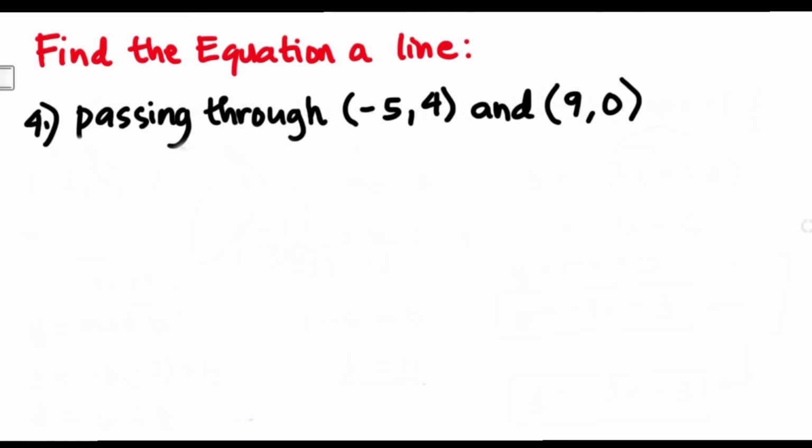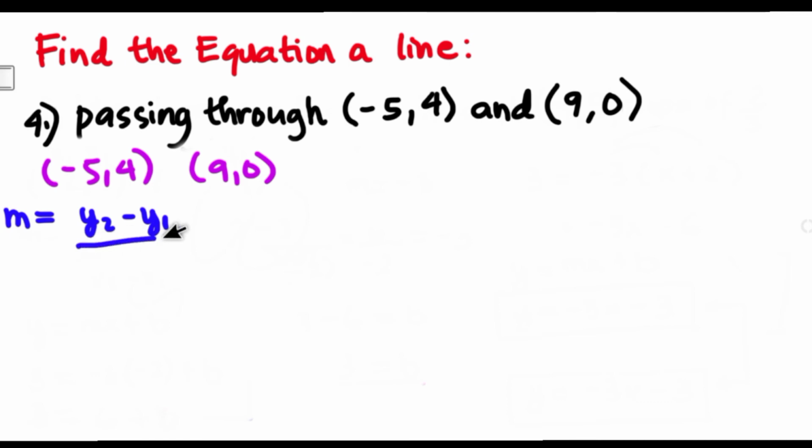Okay, let's have example number 4. Find the equation of a line that passes through negative 5, 4, and 9, 0. So, ang given is yung 2 points na negative 5, 4, and 9, 0. So, the first thing to do is to find for the slope. So, m is equal to y sub 2 minus y sub 1 over x sub 2 minus x sub 1. By the way, this is x sub 1, y sub 1, x sub 2, and y sub 2.